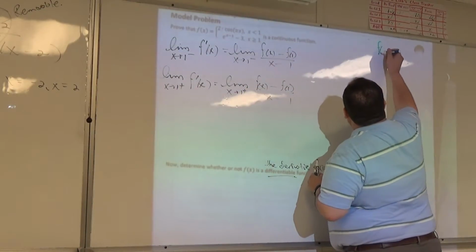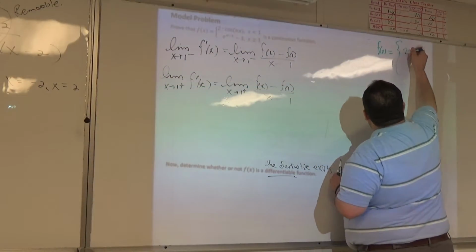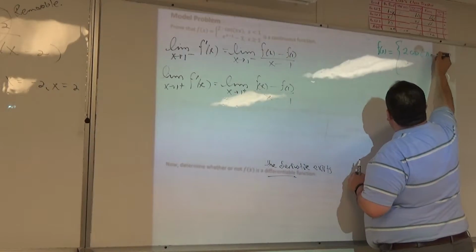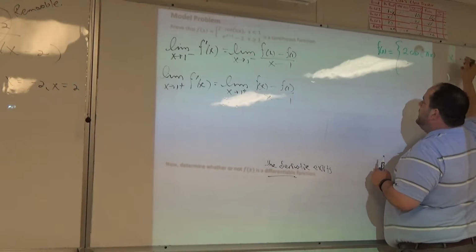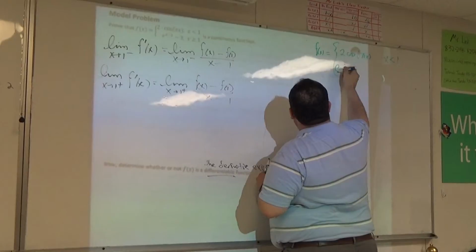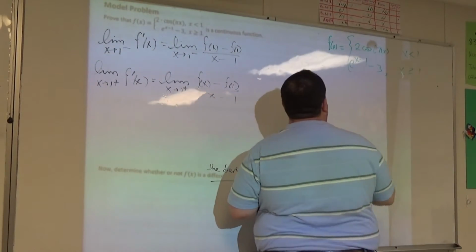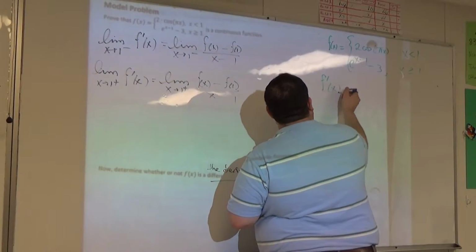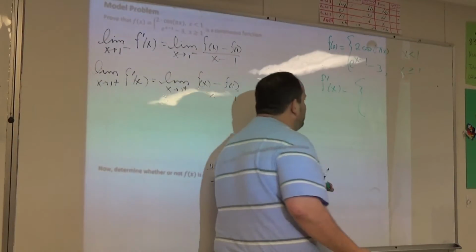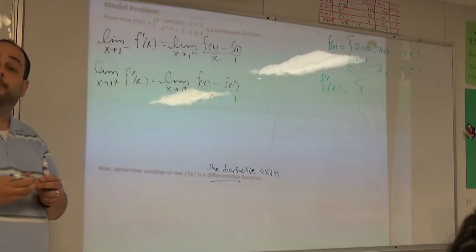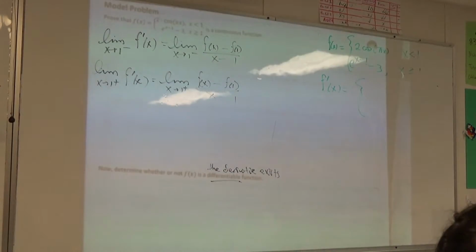So, new color, new idea. If I know what f of x is, if f is 2 cosine pi x for x less than 1, and it's e to the x minus 1 minus 3 for x greater than or equal to 1, well, take a minute and find f prime for me, for both parts. Use your derivative rules. Make life good for yourself.